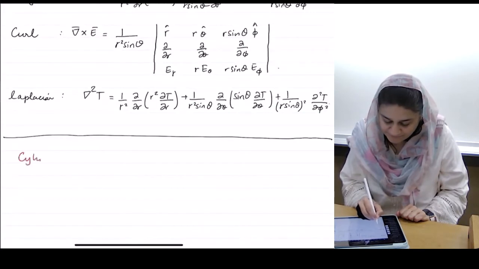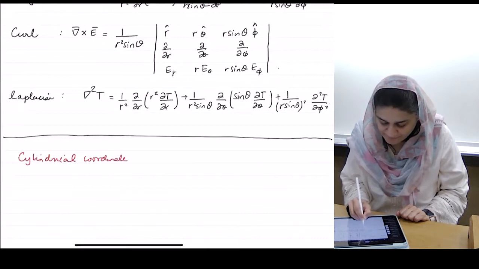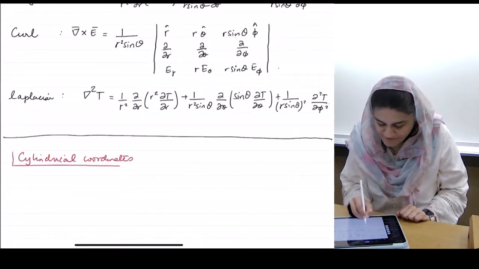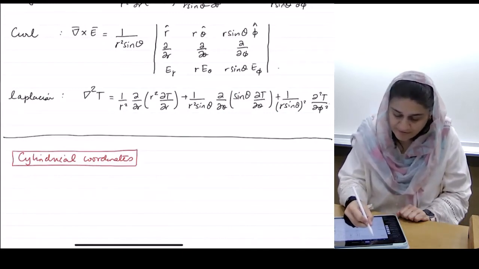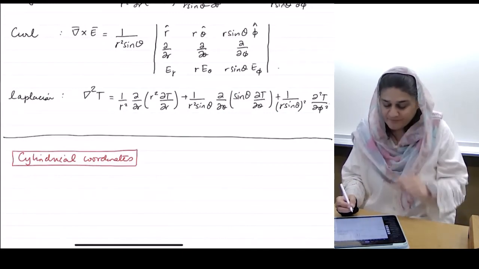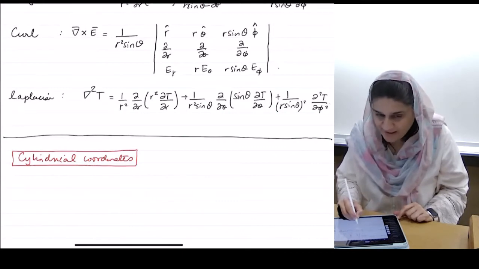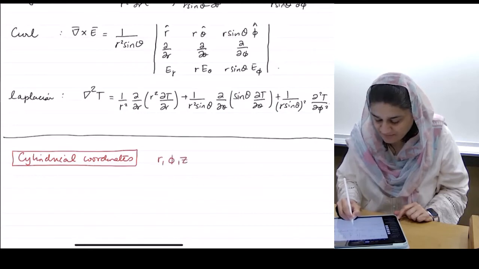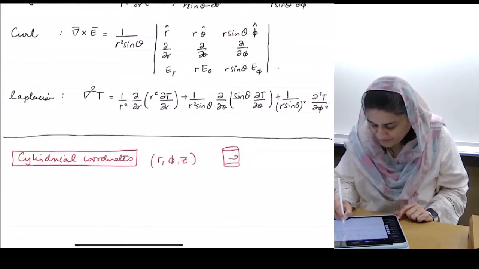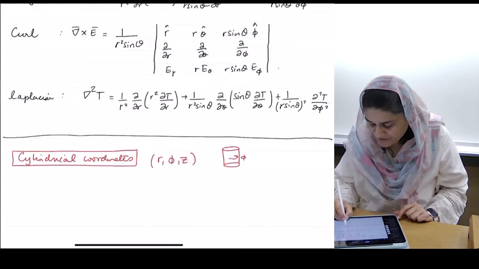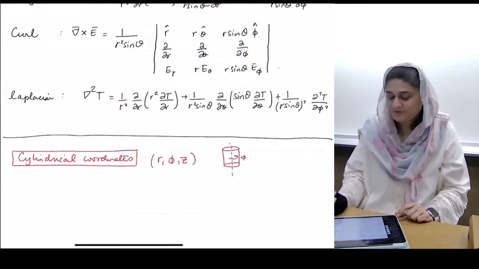Cylindrical coordinates. How do these things change when we go into cylindrical coordinates? So in cylindrical coordinates, we have r, phi, z. Remember cylinders? So this was our sweep angle, phi. This was z going up and down, and r was the radius.